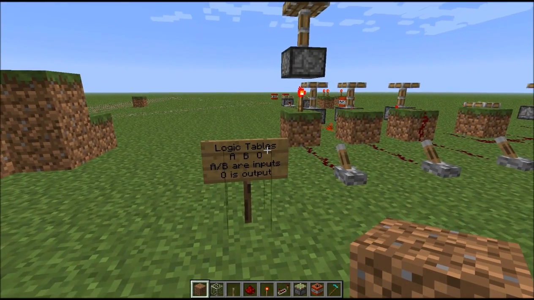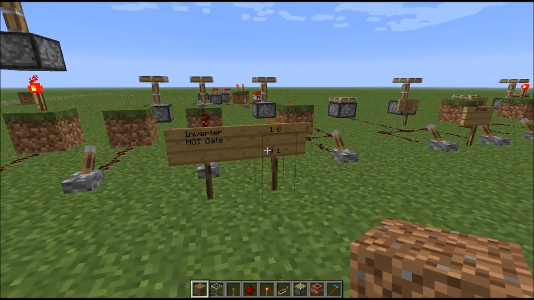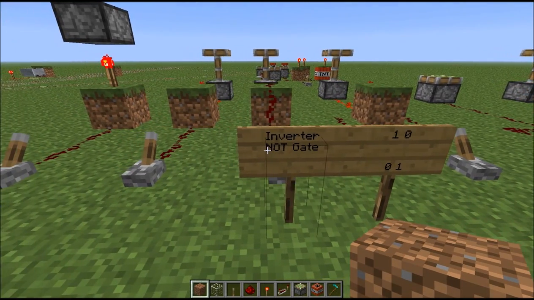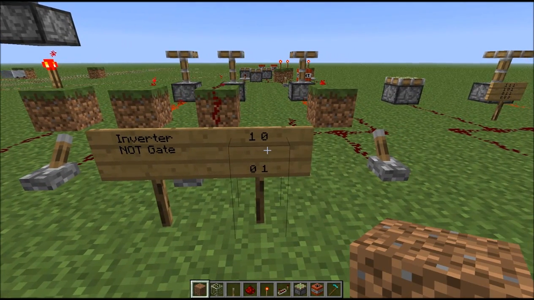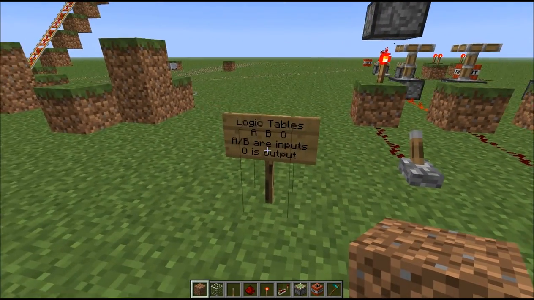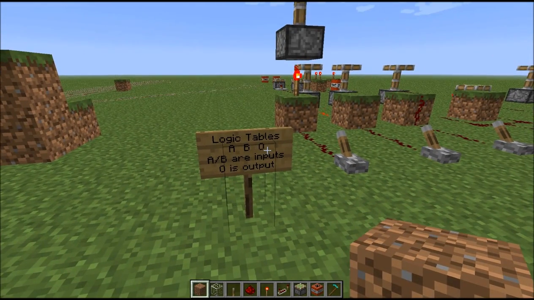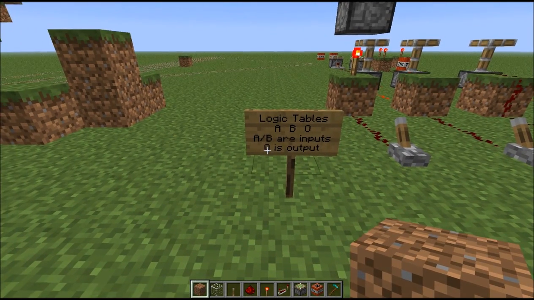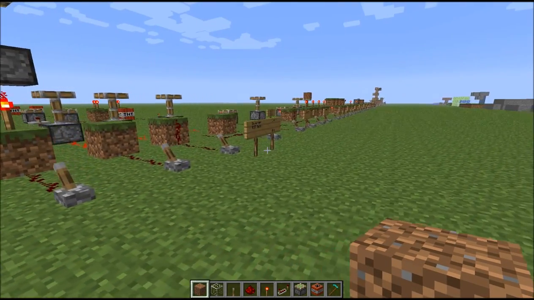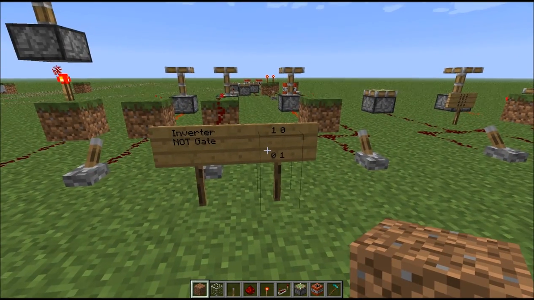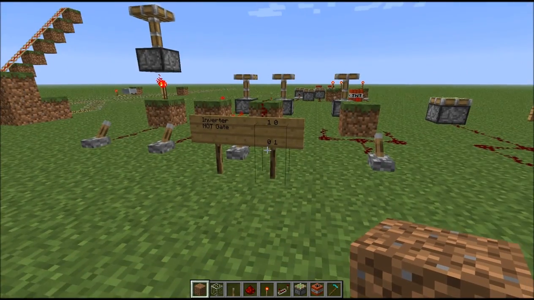Anyway, another thing before I start. Each of these logic gates is going to have a sign next to it. First of all, one that says what it is. The second one is going to say what it does. They're called logic tables or truth tables. A and B are the inputs, and O is the output. I will demonstrate this with the first 2 logic gates I'm going to cover, since the first one has 1 input and the other one has 2 inputs.